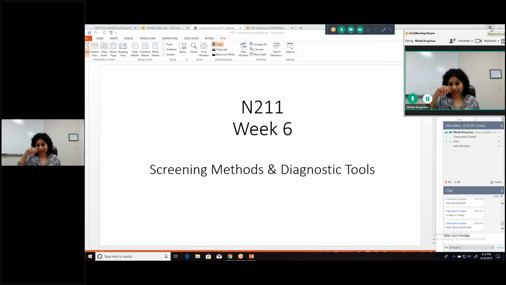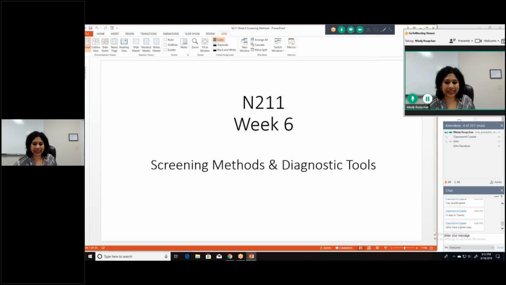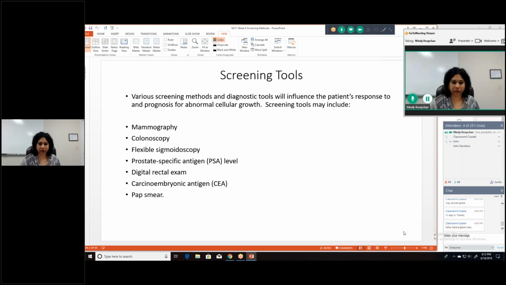We are on screening methods and diagnostic tools. So some of these you may have seen before, either in practice or just knowing about them from before, but we're going to go over these different screening tools or diagnostic tools that are going to show us or influence the patient's response to the prognosis for these abnormal cellular growths we've been talking about. So these are the screening tools we're going to talk about in lecture. You can always look up more information if you want.